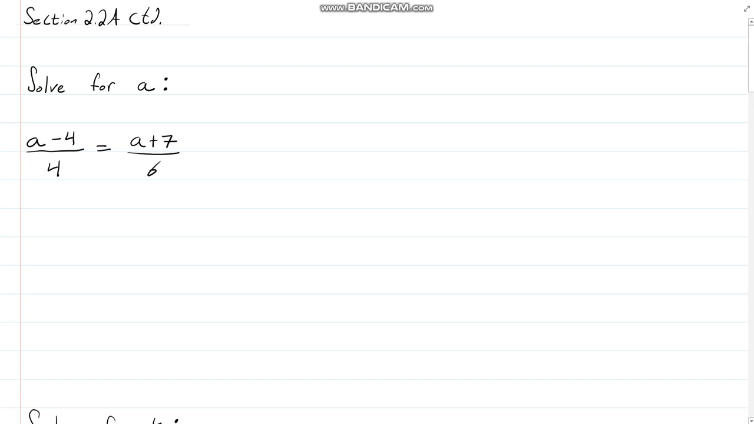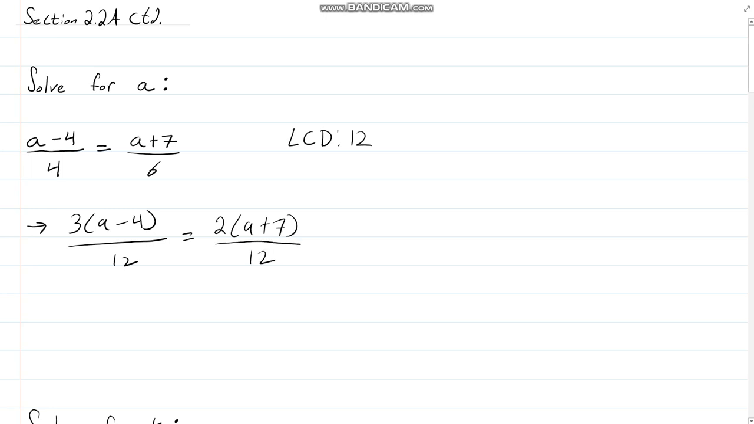Well, what would it be? We have 4 and we have 6. Well, we could make it 12. The LCD, I think, would be 12. So to get this to be 12, I need to multiply it by a 3. 3 times a minus 4 over 12. And to get 6 to be a 12, you need to multiply it by 2 over 12.